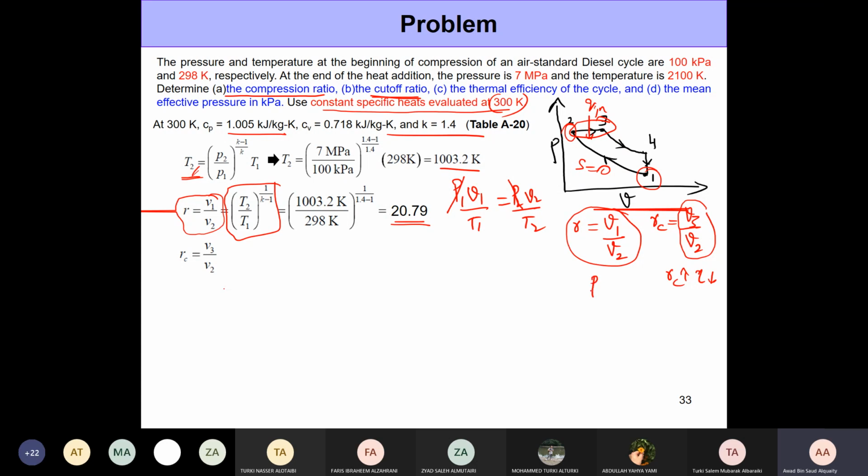So again, as Turki mentioned, let's go back to the ideal gas equation for this stage 2 and 3. So I know P2 V2 by T2 is P3 V3 by T3. All right. Now, all that I need is V3 by V2, and this can be written as T3 by T2 times P2 by P3. All right. And here we know it's a constant pressure process, right? So P2 and P3 get cancelled.